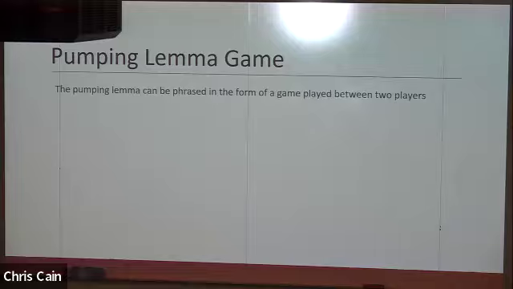So player 1 and player 2 are playing the pumping lemma game. It is the world's worst game. If you find yourself playing this for fun, I will question what is wrong with you. But it identifies this concept quite well.